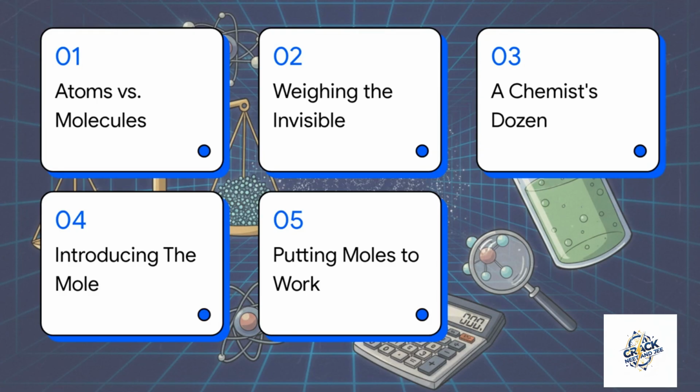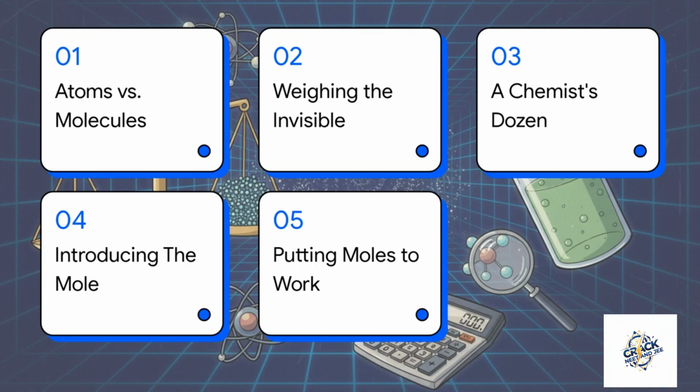So here's our game plan. We're going to build this idea from the ground up. First, we'll get straight on the difference between atoms and molecules. Then, we'll figure out how on earth you can weigh something so tiny. That'll lead us to this idea of a special counting number, kind of like a chemist's dozen. And that, my friends, brings us to the star of our show, the mole. Finally, we'll see how this thing is actually used.